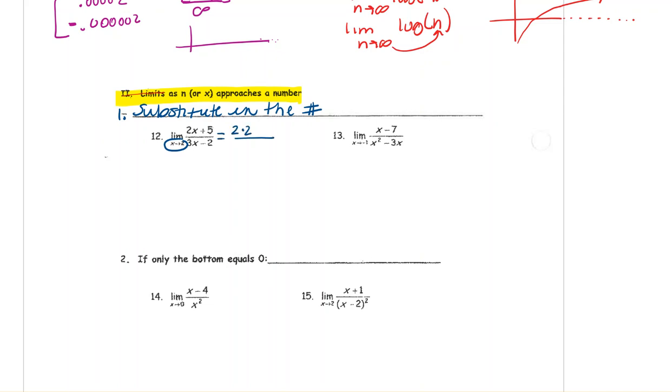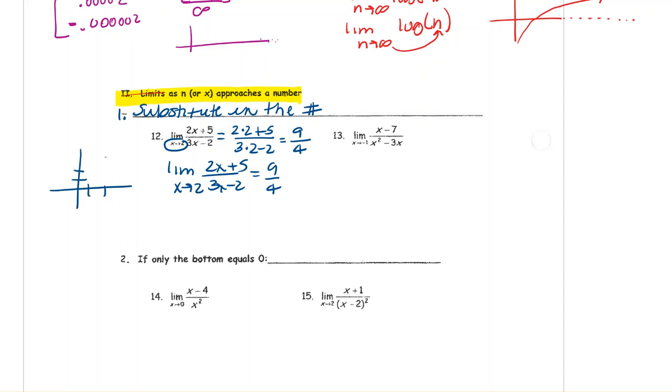This becomes 2 times 2 plus 5, and the bottom is 3 times 2 minus 2. So that's 9 over 4. This is a best case scenario. Okay, if you just get a number, that means that on the graph, nothing crazy is happening at x equals 2. It means that if you plug in a 2 and you get out 9/4, then on this graph, there's just a point right there. Not a hole, not a vertical asymptote, just a point. And then you're done. If you plug in your number and you just get out another number, then you're good.